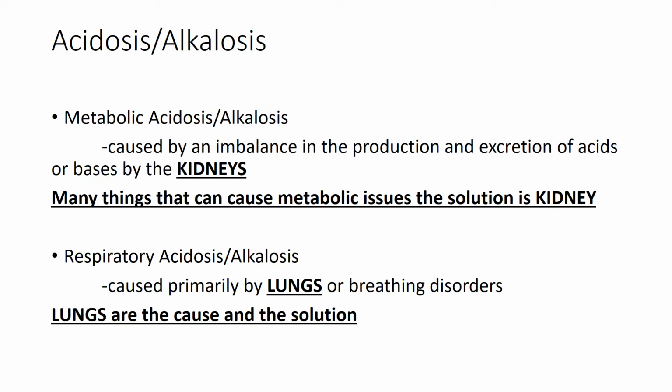Acidosis and alkalosis are caused by an imbalance in the production or excretion of acids or bases by the kidneys. If it's metabolic, it's the kidneys; if it's respiratory, it's the lungs.